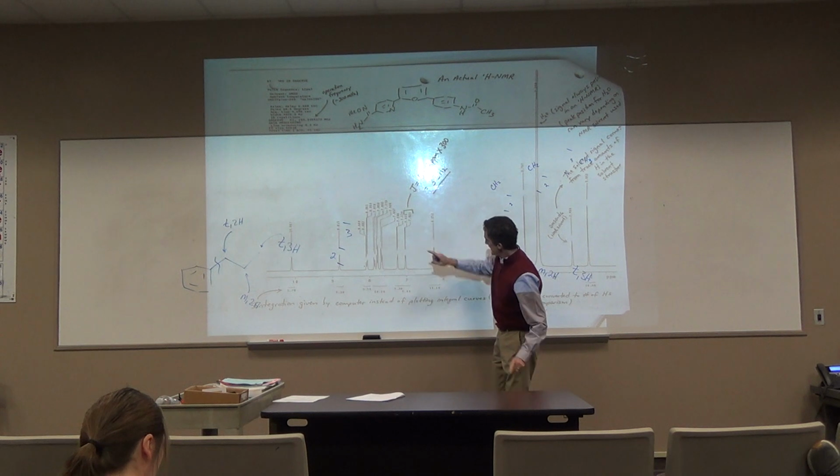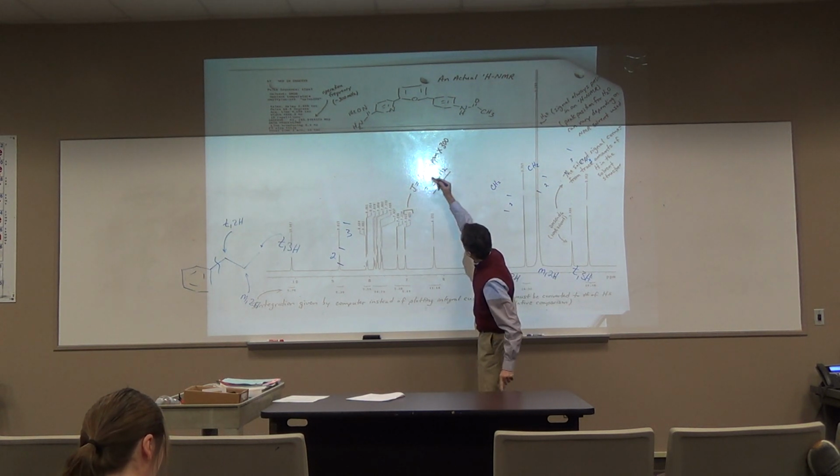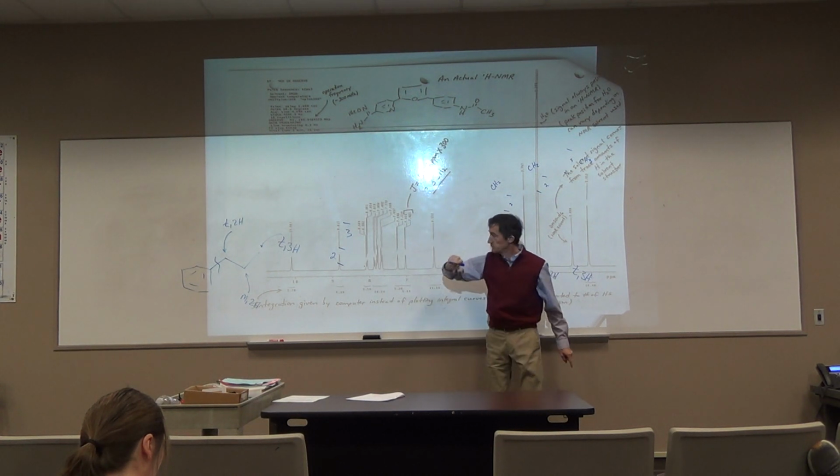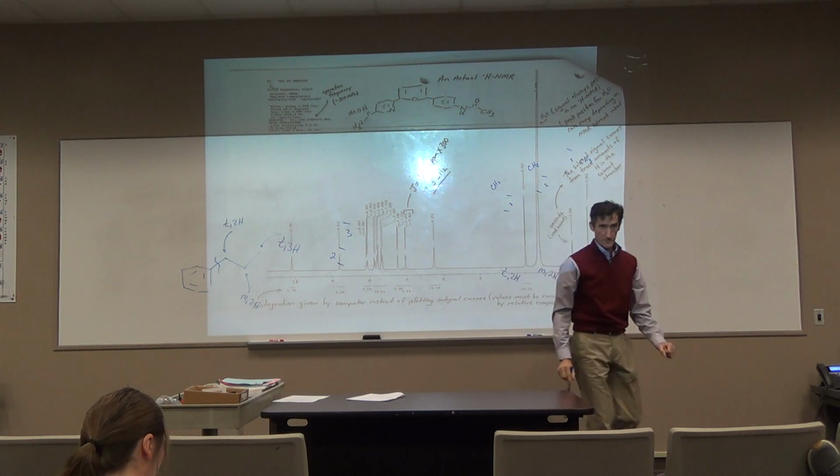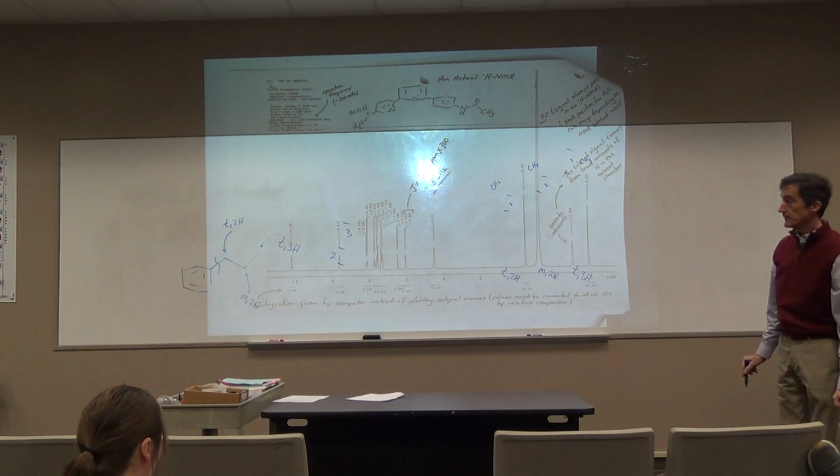Okay. The coupling constant is the distance between the lines. What's the distance? It's right there in ppm. It's 0.012 ppm. That's the difference. That's just big number minus small number. Okay?